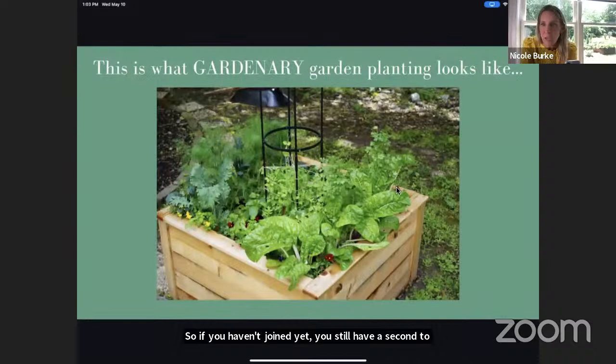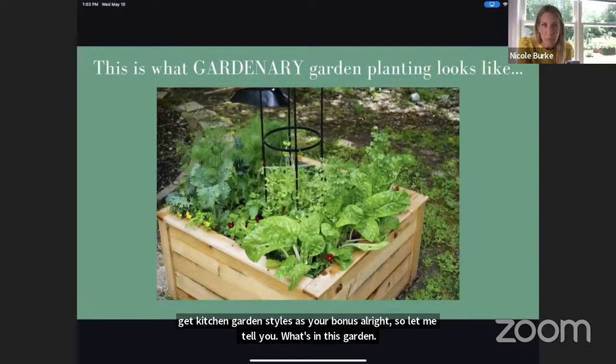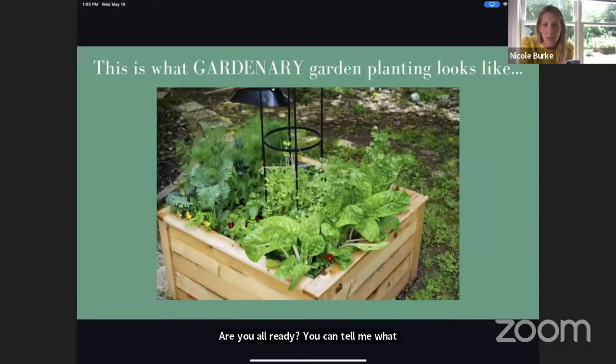All right. So let me tell you what's in this garden. Are y'all ready? You can tell me in the chat what plants you see here. In the front, you can't see it, it's still growing, but I have hidden on the corners rosemary, pansies, strawberries, Swiss chard, more strawberries, and on the other side, another rosemary.